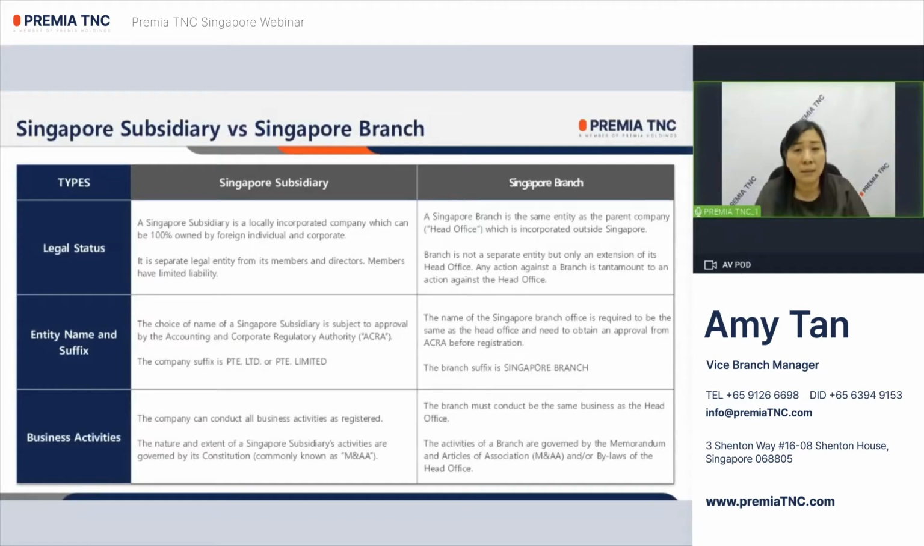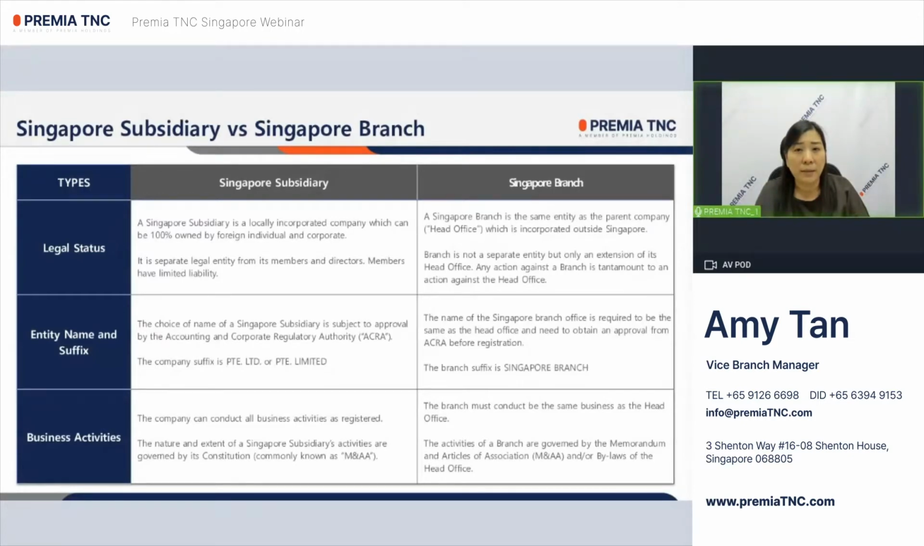Under the legal status, a Singapore subsidiary is a locally incorporated company which can be 100% owned by foreign individual and corporate. It is a separate legal entity from its members and directors. Members have limited liability. For Singapore branch, it is the same entity as the parent company, head office, which is incorporated outside Singapore. Branch is not a separate entity, but only an extension of its head office.